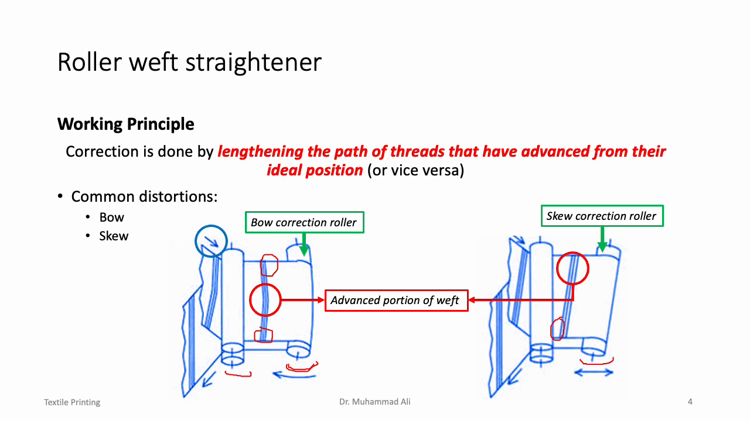In this way, the portions of the weft threads which have advanced from their ideal position are made to travel a longer distance compared to the other parts of the same weft threads. And therefore, after passing over these correction rollers, as shown in the image here, these advanced portions are at the same position as that of the other parts of the weft threads.